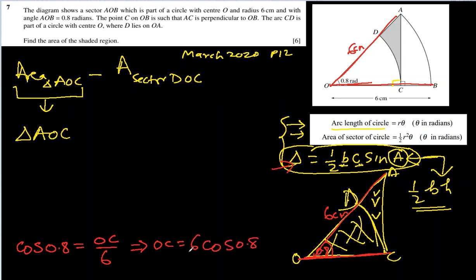Let's not evaluate. Try not to evaluate because we have to round off the answers of these, and that will affect our final answer. So let's leave it. 6 cos 0.8 is the length of OC.